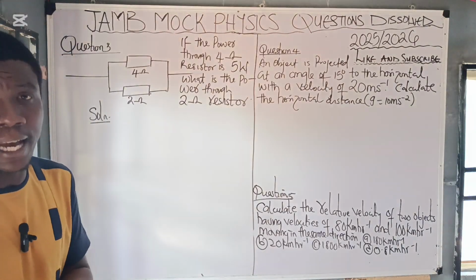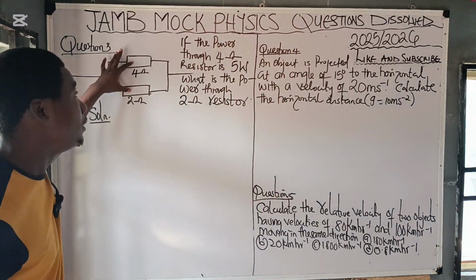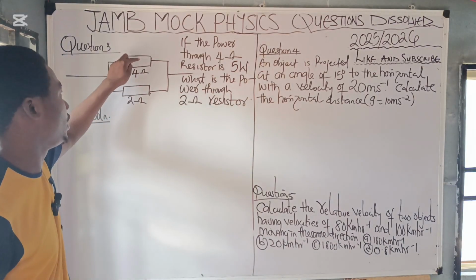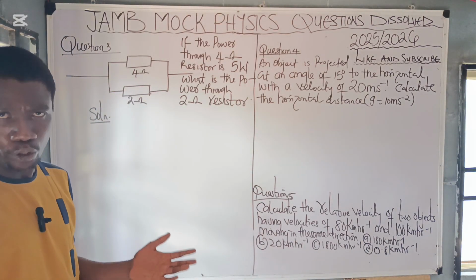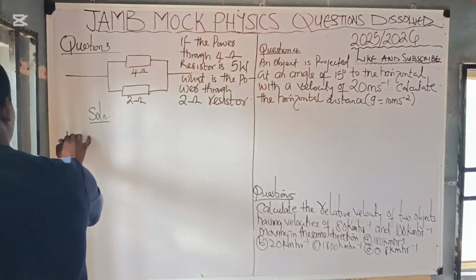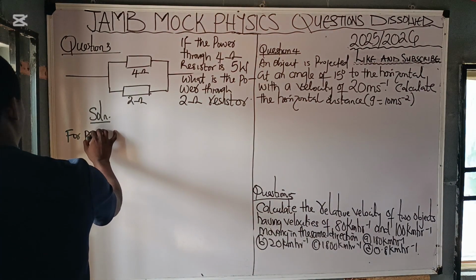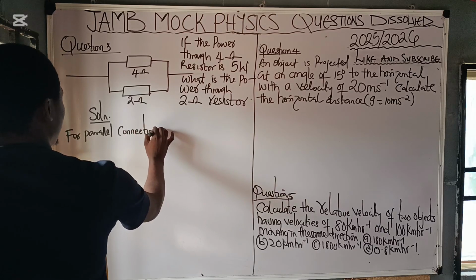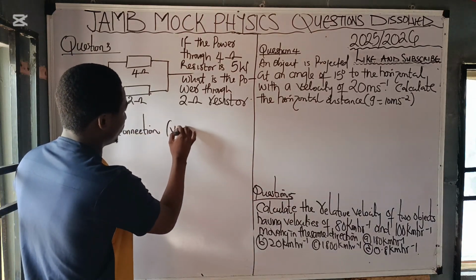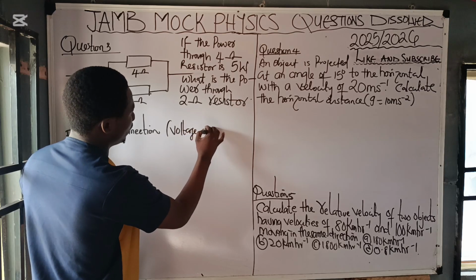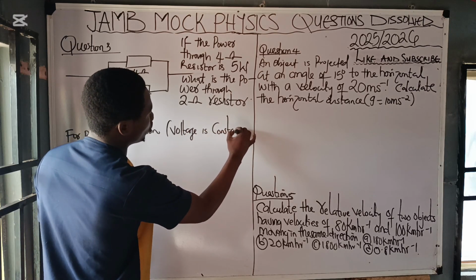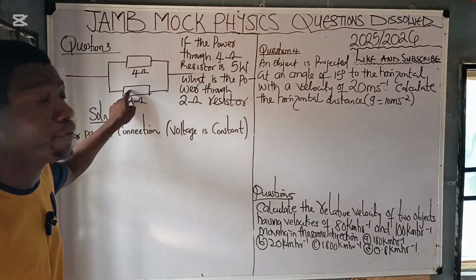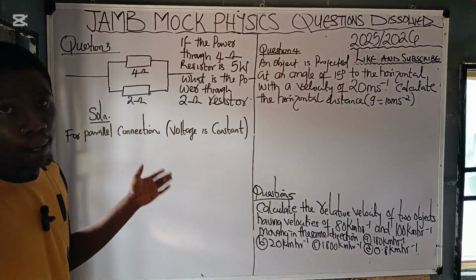You must understand something here: whenever resistors are connected side by side in such a way that they are parallel to each other, the voltage through both of them will be the same. The voltage here and the voltage here will be the same. So take note, for parallel connection, the voltage is constant. So if I know the voltage through the 4 ohm resistor, I can use the same voltage here to get my power.